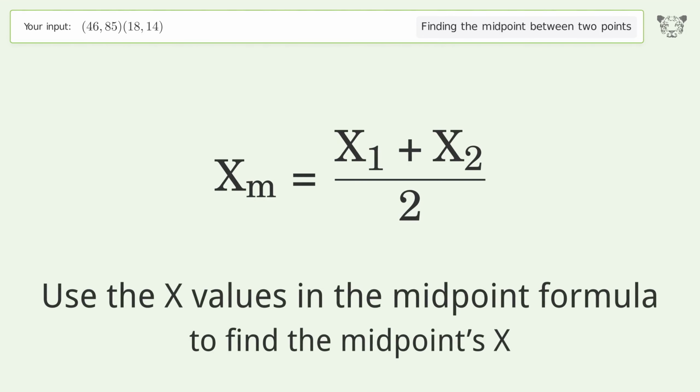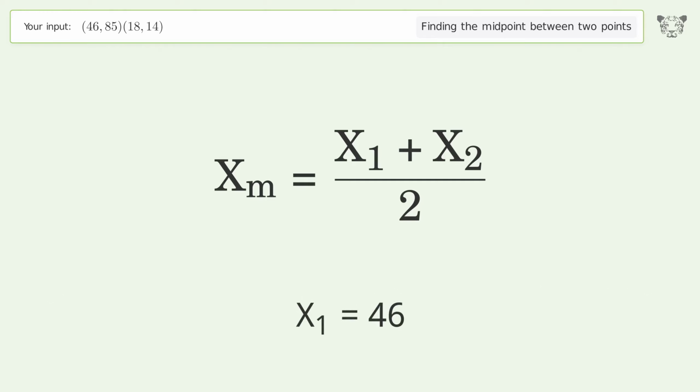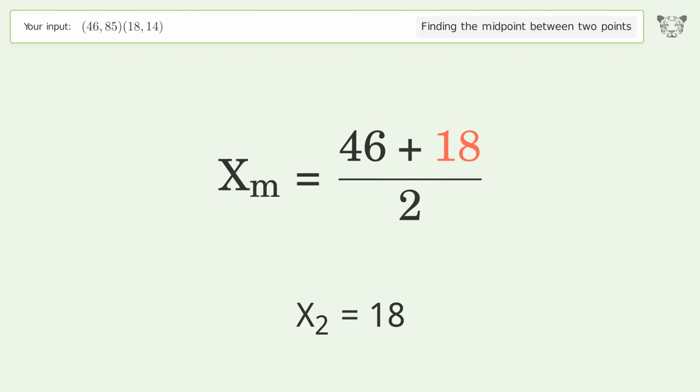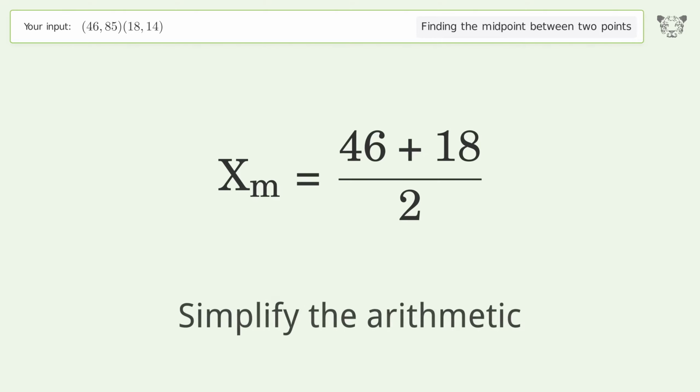Use the x values in the midpoint formula to find the midpoint's x. x1 equals 46. x2 equals 18. Simplify the arithmetic.